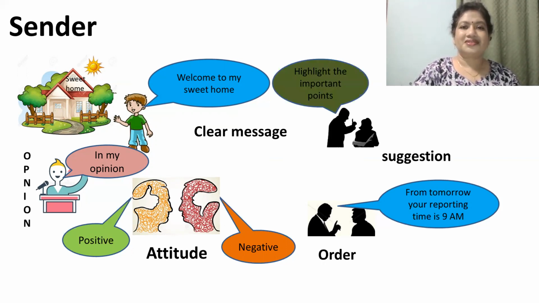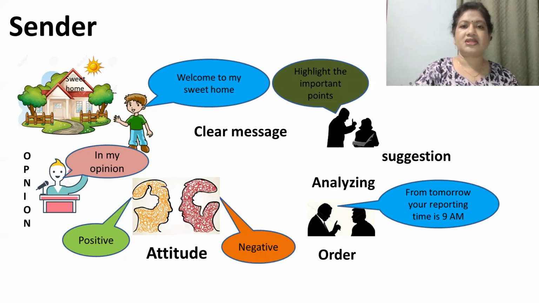Then suggestion. There are many suggestions that come in day-to-day life. Here, one of the suggestions is highlight the important points. So it was a suggestion, but there is one person who is sending. He is the sender. Who is speaking? He is the sender. The other person is a receiver. So here, in all these, you can see that there is a sender and there is a receiver.